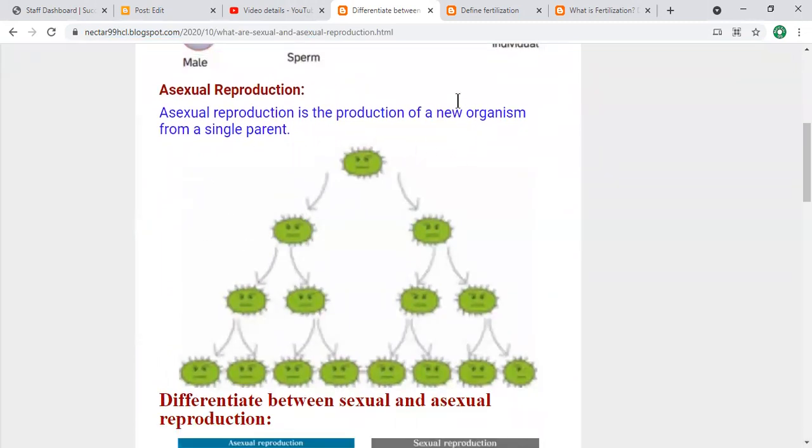Asexual reproduction is the production of a new organism from a single parent. Yes, Mr. Mustafa. Yes, Abdullah Mustafa. Sir, do humans also do like this, or only animals do like this? Not only animals, there are many plants, there are many other species, there are many amphibians. We will discuss them when we move on.